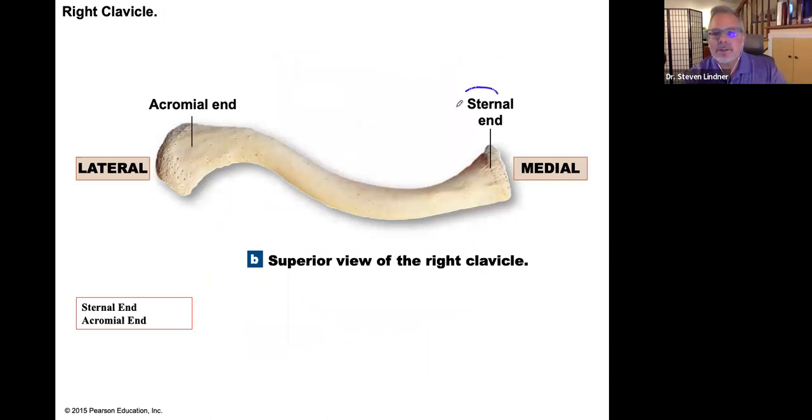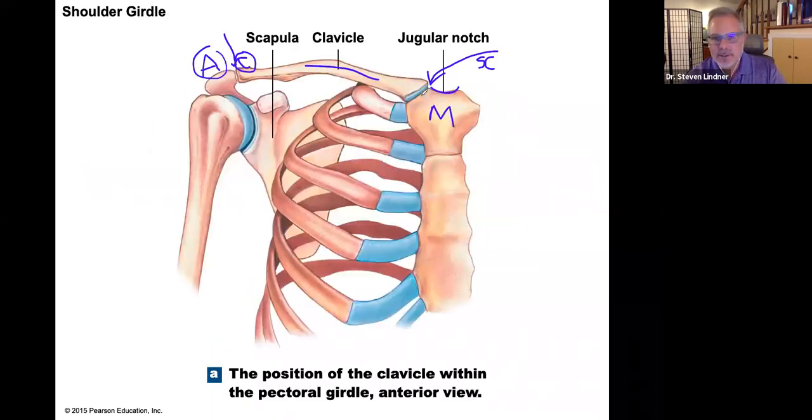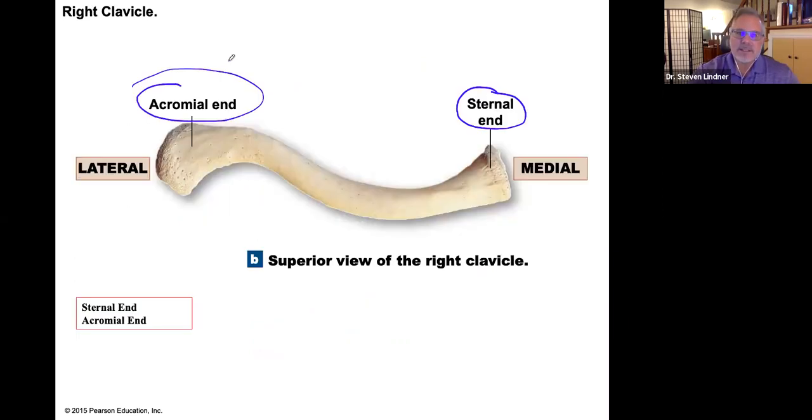There is a sternal end, and then there is an acromial end. And that's because there is the sternal end here, attaching to the sternum. We just call it the manubrium. And then there is an acromial end that attaches to the acromion process.